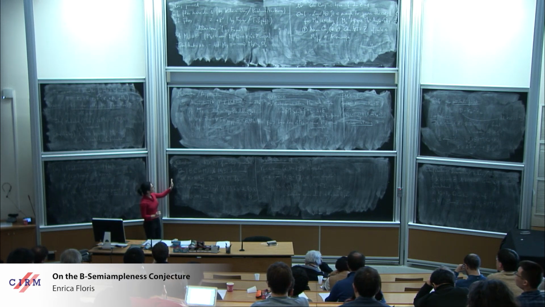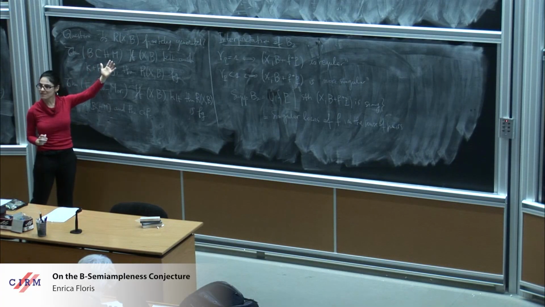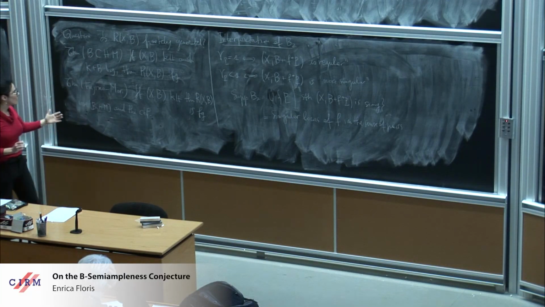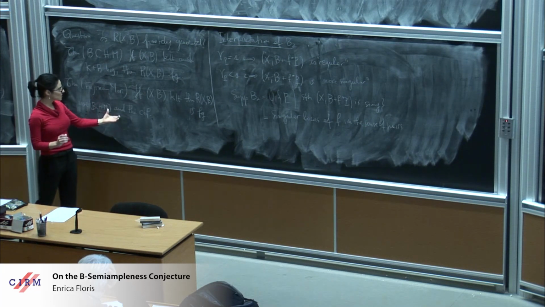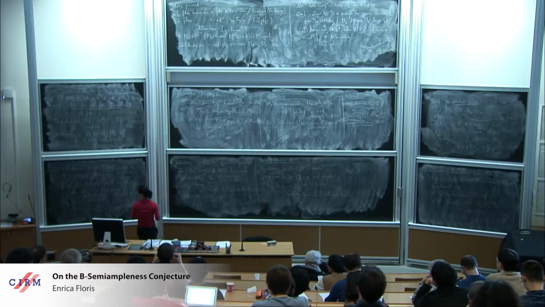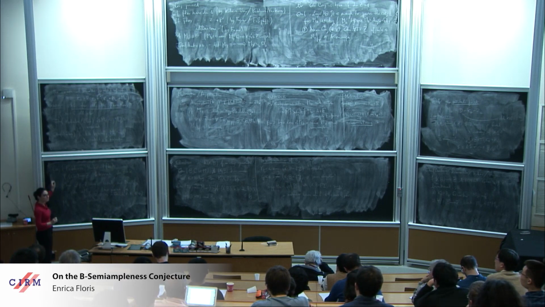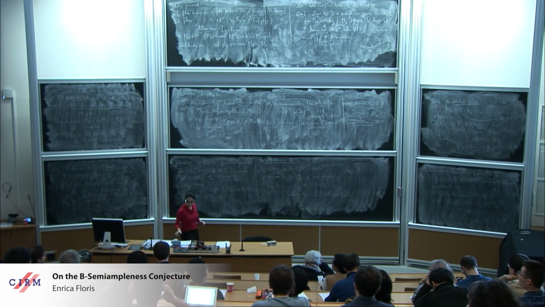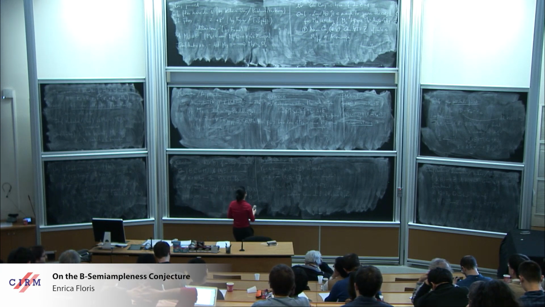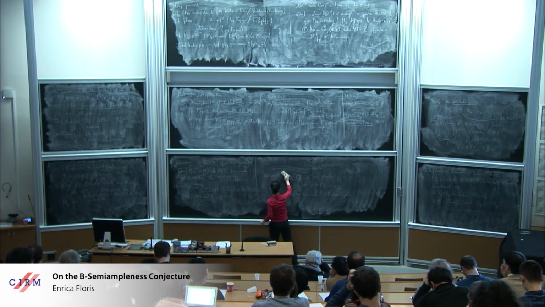But it turns out, for a lot of difficult questions, the LC case is very important. And in order to try to reproduce their strategy in the LC case, this conjecture could be really useful. So this is a reason for the importance of the b-semiampleness conjecture.